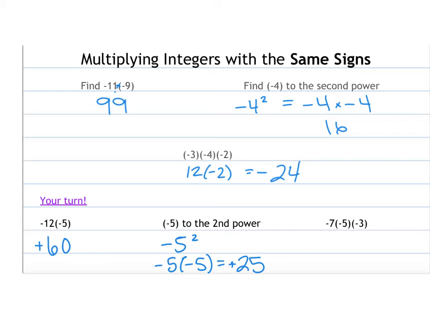Negative 7 times negative 5 is 35, positive because it's a negative and a negative. Then we take that and multiply it by negative 3. Again, those parentheses are just holding the negative with the number. So 35 times 3: 15, 9, 10, 105. We've got a positive times a negative, so our answer is negative.